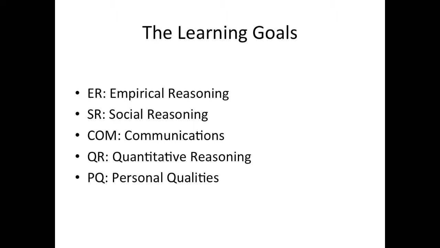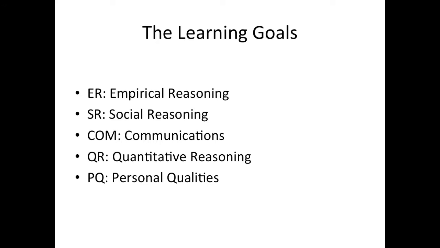Social reasoning is a process of thinking like a historian or an anthropologist and involves seeing diverse perspectives, understanding social issues, exploring ethics, and looking at issues historically. The communications learning goal helps us to be effective communicators. We consider how to understand our audience, how to read, write, speak, and listen well, and how to use technology and artistic expression to communicate.